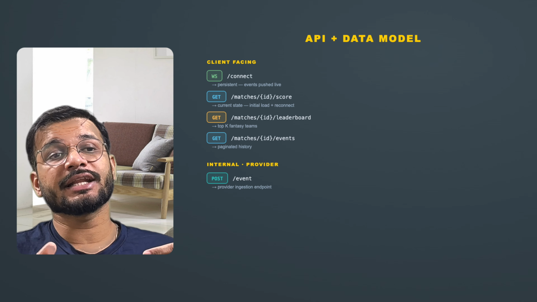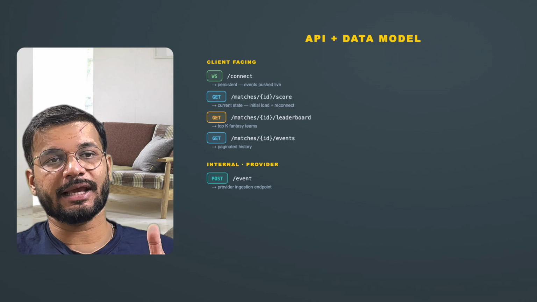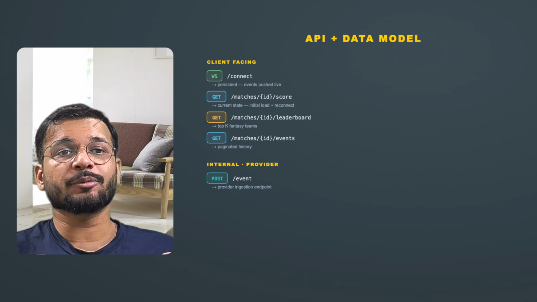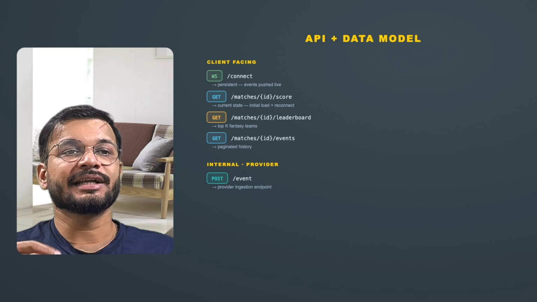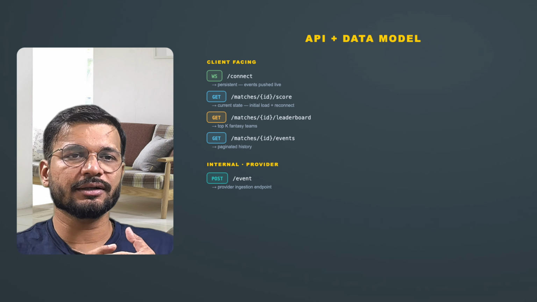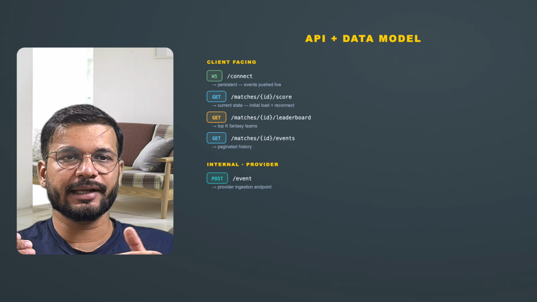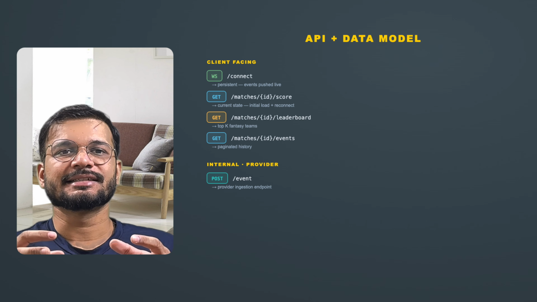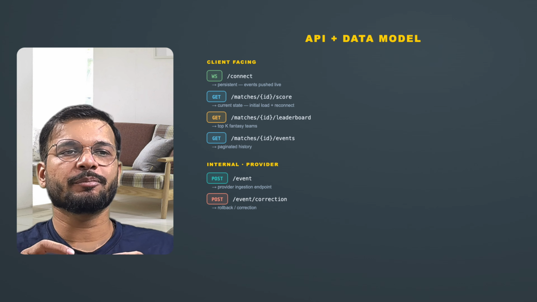Internally, we can have a score event API, which is a POST type. The data provider ingestion endpoints, which internally we can have an API of POST type, could be score event. This is the data provider ingestion endpoint, where the official feeds send events. Then we can have a POST correction, a rollback, or the correction event.